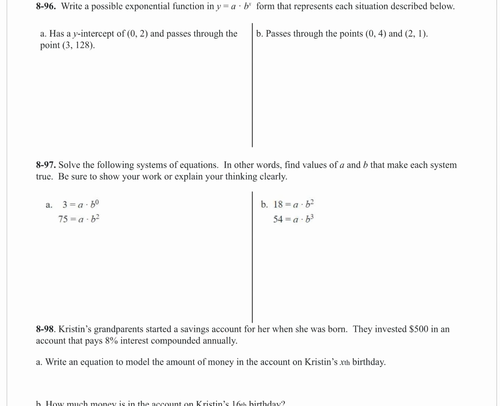Okay, 8-96. Write the function y equals a times b raised to the power x that represents each situation below. Okay, let's write one that passes through these points. So if you're thinking about a graph, 0, 4, and then we have 2, 1. So our graph is decreasing. Looks something like this.